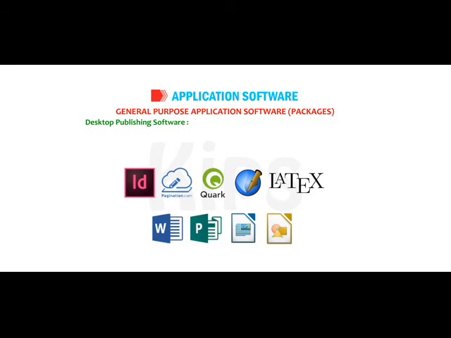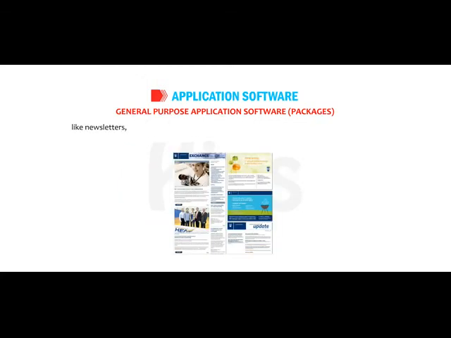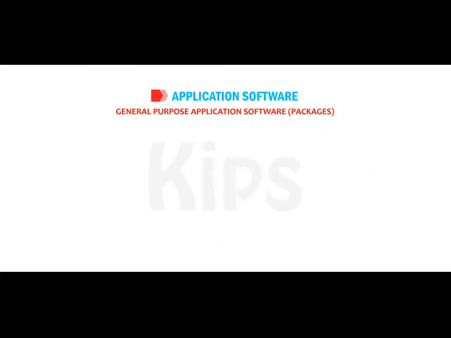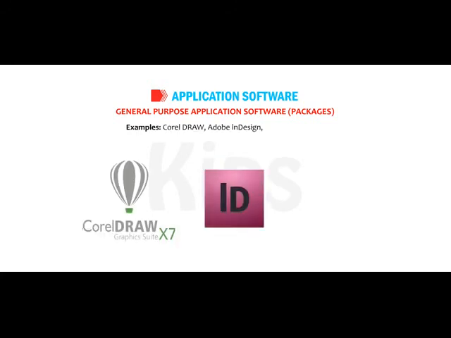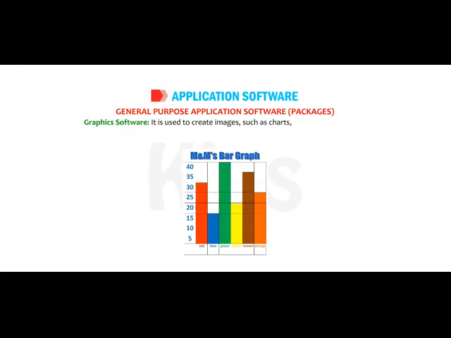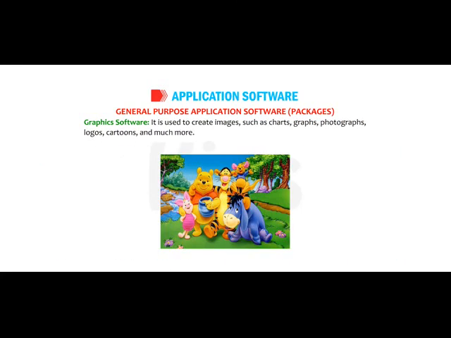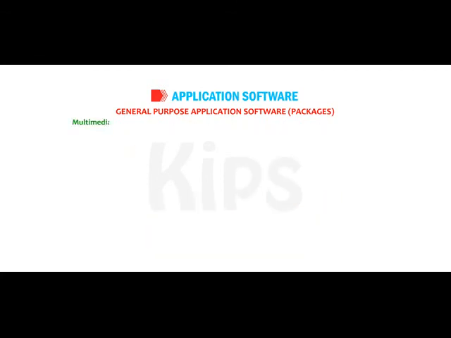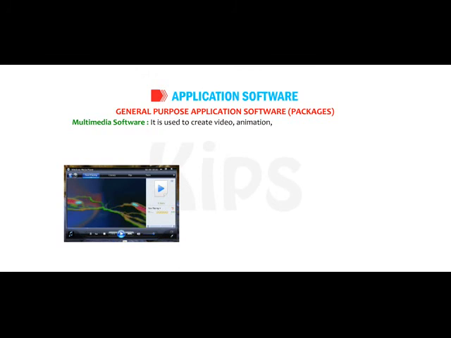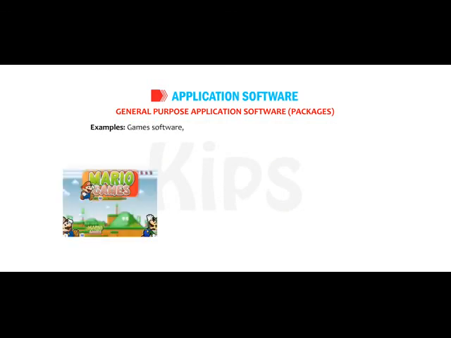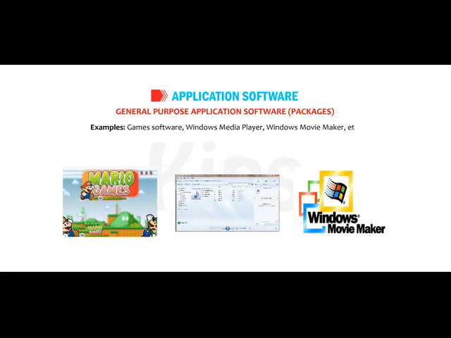Desktop Publishing Software. This application helps you to combine both text and graphic features to design professional documents like newsletters, printed forms, advertisements, books, brochures, posters, magazines, etc. Examples: CorelDRAW, Adobe InDesign, Quark Express, etc. Graphics software. It is used to create images such as charts, graphs, photographs, logos, cartoons and much more. Examples: Paint, Photoshop, AutoCAD, Dreamweaver, etc. Multimedia software. It is used to create video, animation, sound, graphics and text with a high degree of interaction. Examples: Game software, Windows Media Player, Windows Movie Maker, etc.